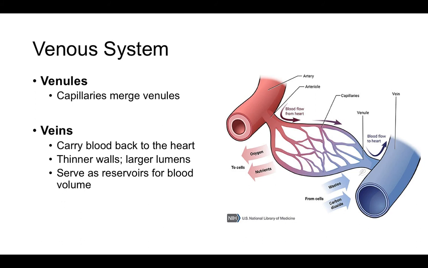Now, the veins are what carry the blood directly back to the heart. These have much thinner walls and larger lumens, which means they're just a larger tube, if you will. And the interesting thing about the venous system is, I believe the correct number is about 20% of your blood just kind of hangs out in your venous system normally.